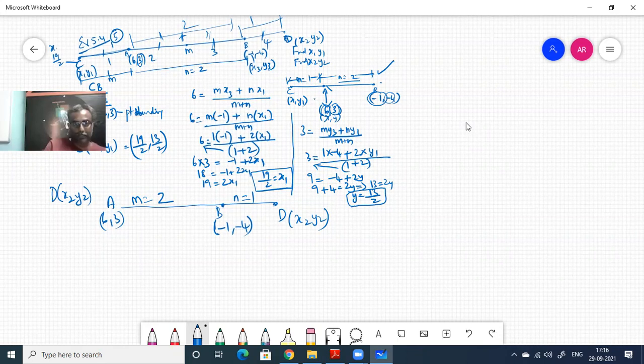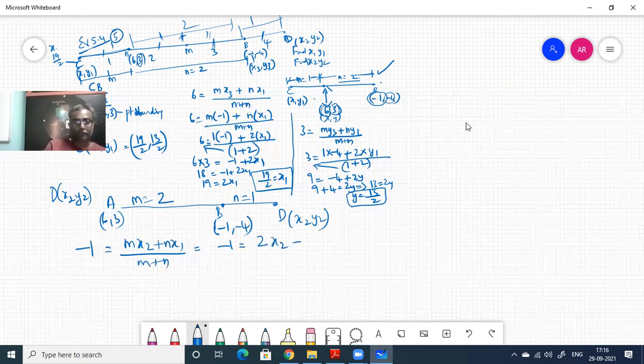X equal to, that is minus 1. This is x, center one. X equal to m into x2 plus n into x1 by m plus n. Okay, that means minus 1 equal to m is 2, 2 into x2. X2 we don't know. Plus n 1, 1 into minus 1 divided by m plus n. M plus n is 2 plus 1. Okay, this is 3. So you take this the other side.